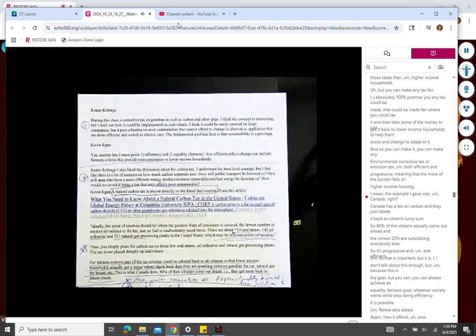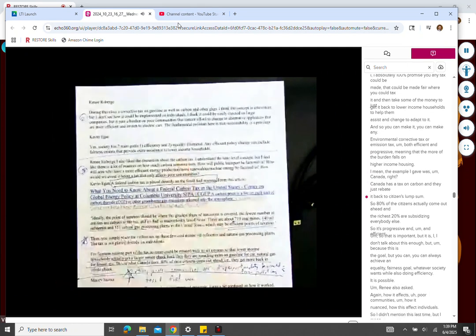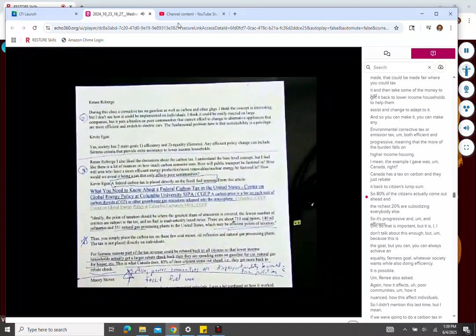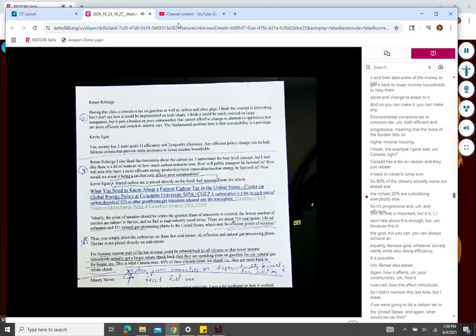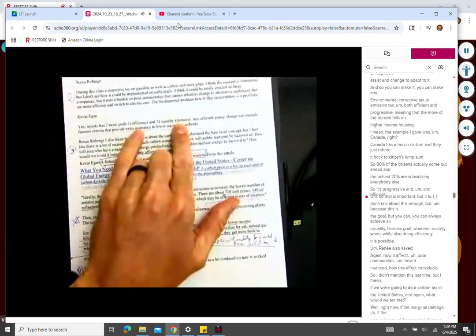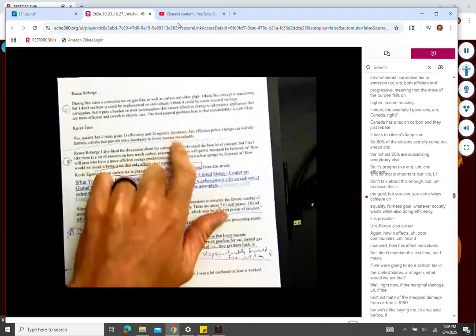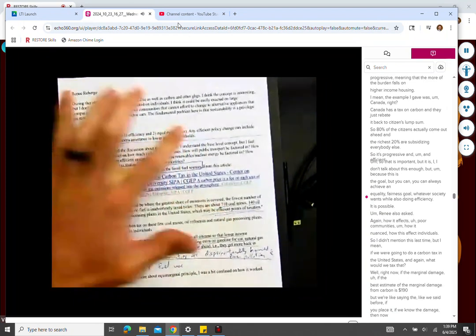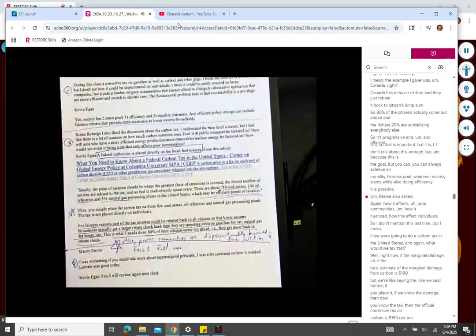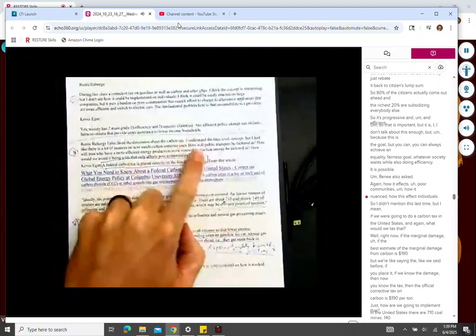The example I gave was Canada. Canada has a tax on carbon, and they just rebate it back to citizens lump sum. So 80% of the citizens actually come out ahead, and the richest 20% are subsidizing everybody else. So it's progressive and efficient. That is important. I don't talk about this enough, but this is the goal: you can always achieve an equality, fairness goal, whatever society wants, while also doing efficiency. It is possible. Renee also asked, again, how this affects poor communities. How does this affect individuals?